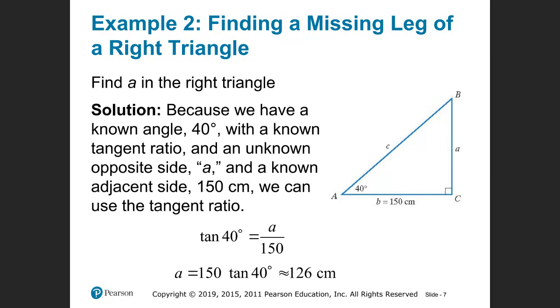Because of what we know, we are going to select the tangent ratio because it involves the side that we're trying to find the measure of and the side that we already know. That's why we use the tangent for this particular problem. So the tangent of 40 degrees is equal to a over 150. Solving for a, we multiply both sides by 150. So we have a is equal to 150 tangent 40 degrees.